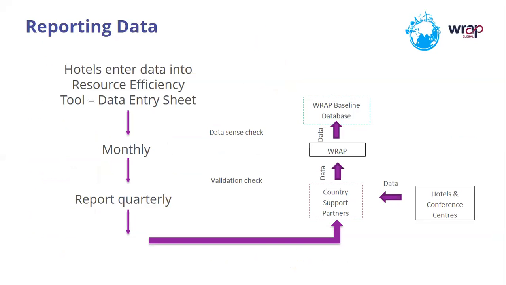We are asking hotel and conference centre businesses to collect data on a monthly basis and then report resource use data every quarter to your country support partner. This will then be anonymised and sent to RAP to allow us to complete the baseline.